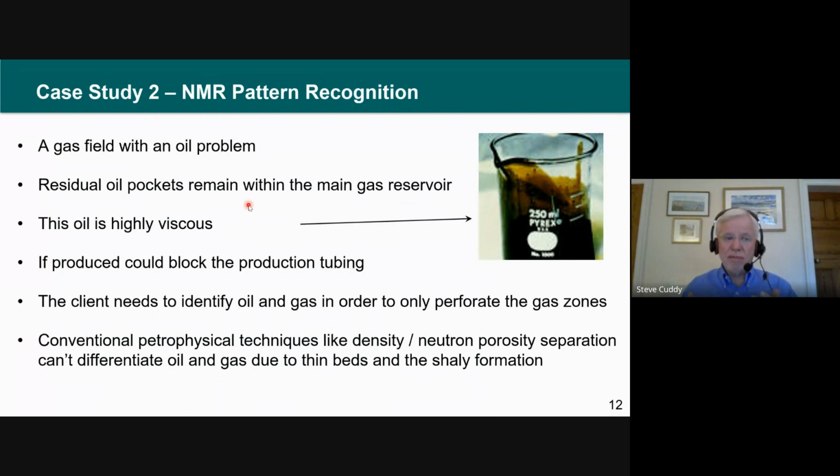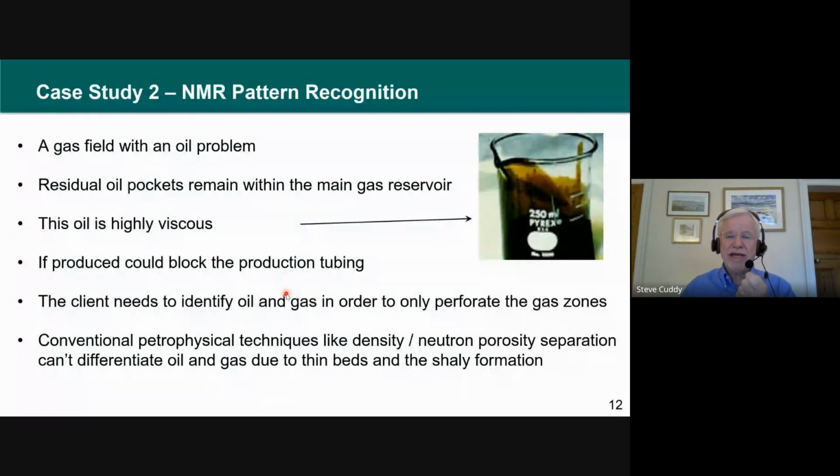Why was it a problem? Because the oil is highly viscous. And if it was produced, it would block the production tubing, and that would be very expensive. So the client wanted to identify in real time the oil and gas in order to only perforate the gas zones. Conventional petrophysical techniques like the density neutron separation to identify the gas didn't work because of the thin beds and because of the shaly formation.